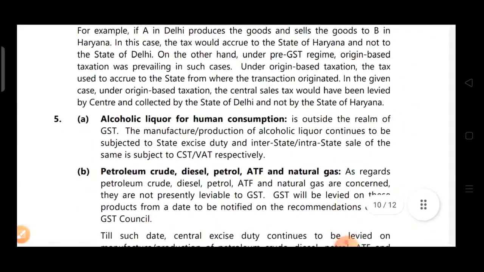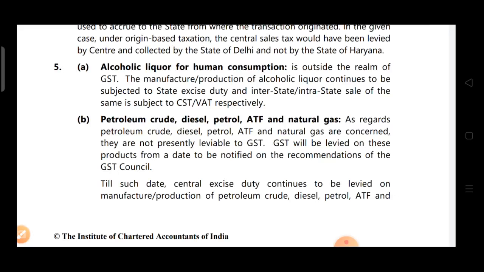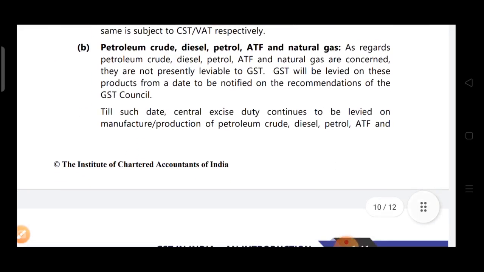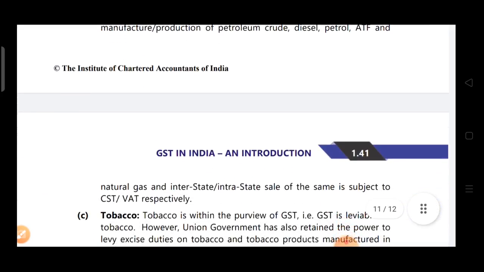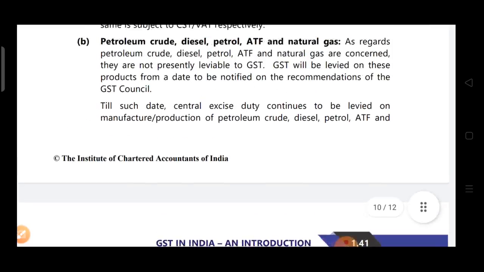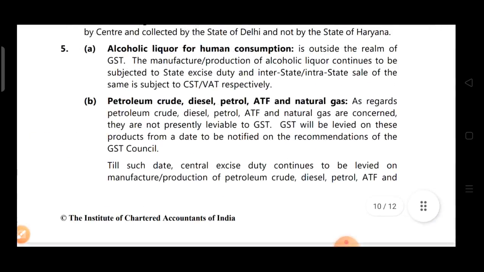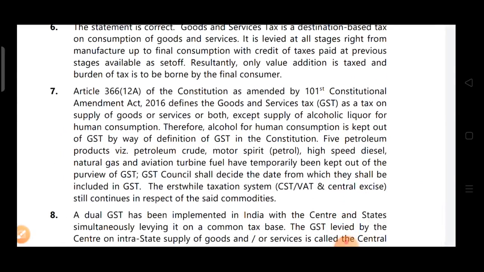Alcoholic liquor, what is the status? It is given as state excise duty, and in interstate and intrastate sales CST or VAT is charged. In case of these five petroleum products, it is not outside the purview of GST permanently. GST will be levied when it gets notified. In these petroleum products also, excise duty is charged and CST or VAT is charged. So if you want to add these A and B points, you can add them in answer number 7.